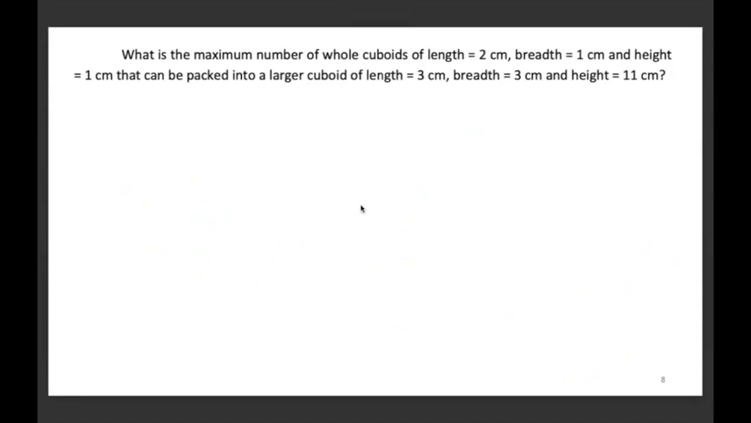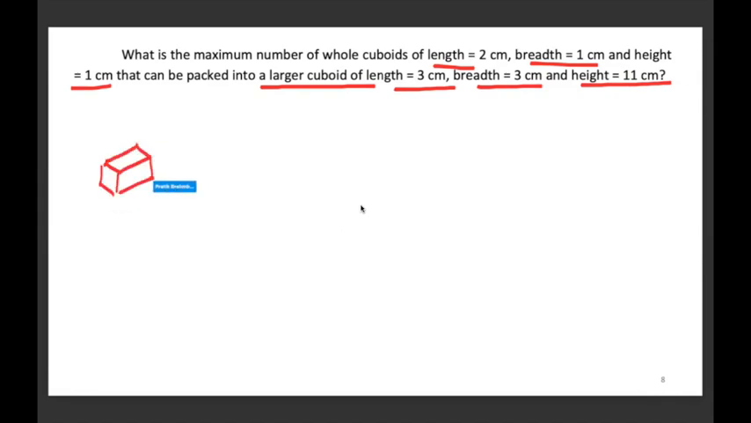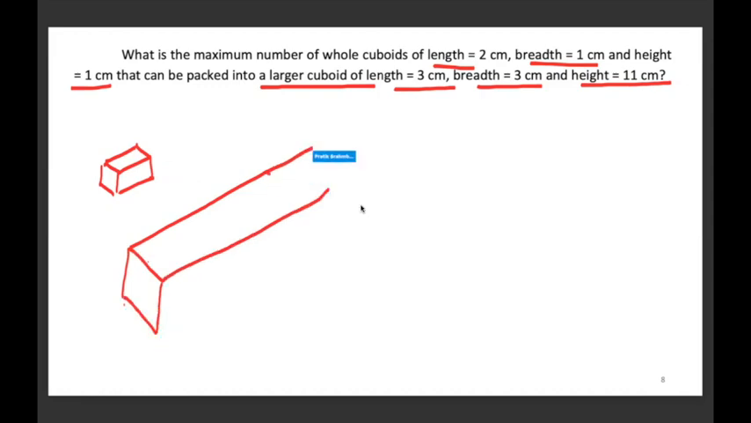What is the maximum number of whole cuboids of length 2 centimeter, breadth 1 centimeter, height 1 centimeter that can be packed in a larger cuboid of length 3 centimeter, breadth 3 centimeter, and height 11 centimeter? Okay, so we are first given a smaller cuboid, and then we are given a larger cuboid.